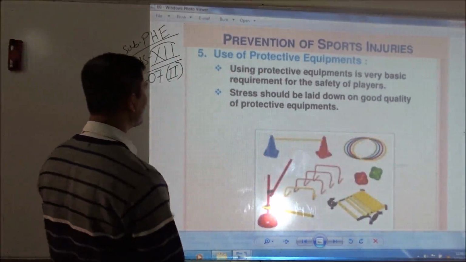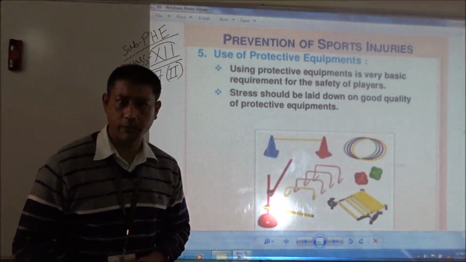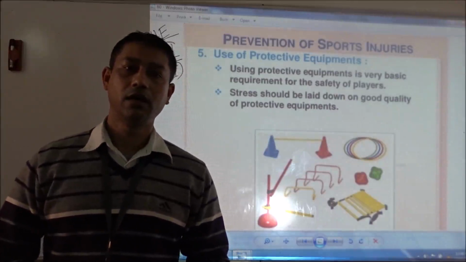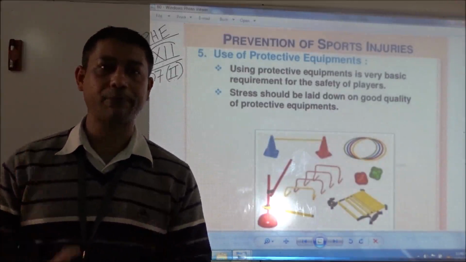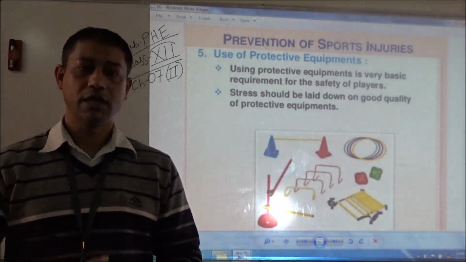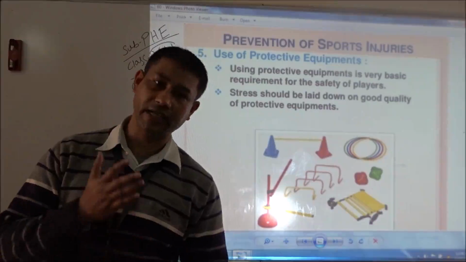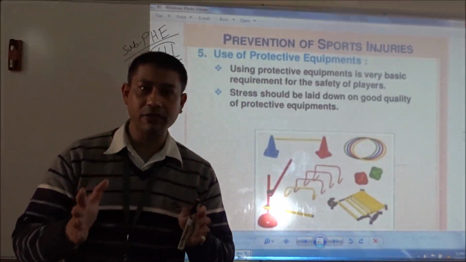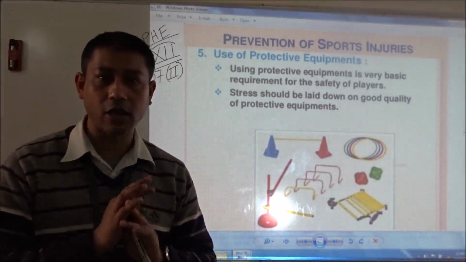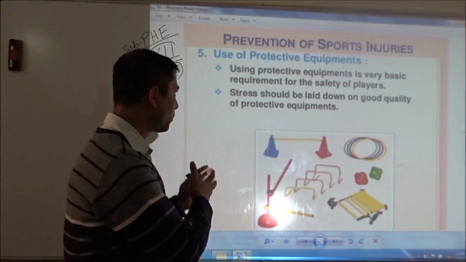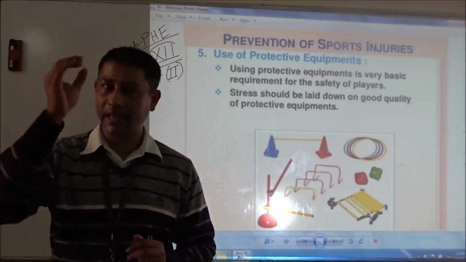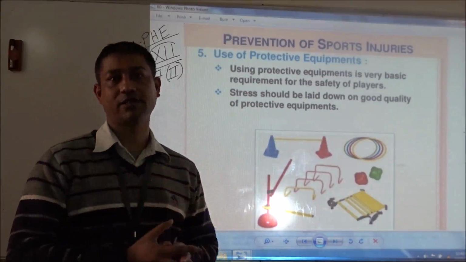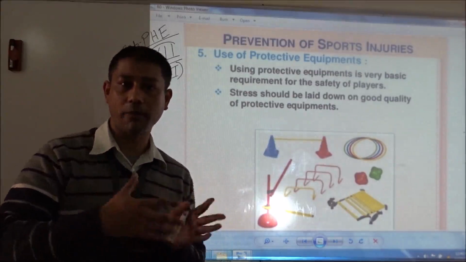The fifth one is use of protective equipment. Yes, it is very, very important, students. Protective equipment has to be used during practice sessions and during the competition period. An individual sports person cannot neglect protective equipment. They must use it, because their job is to protect.